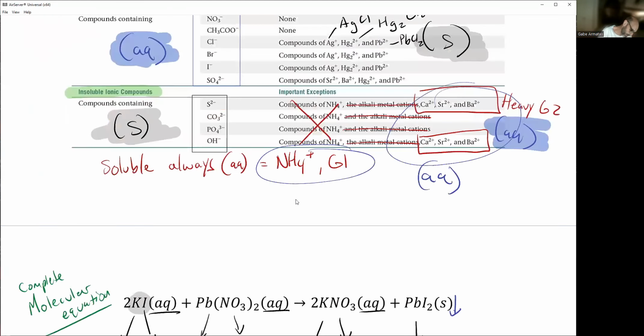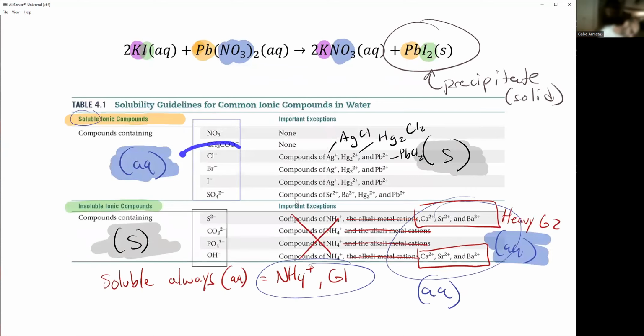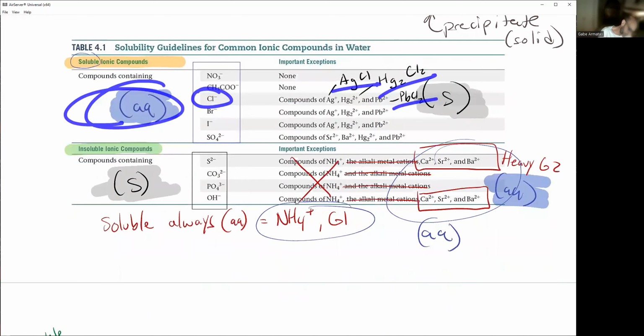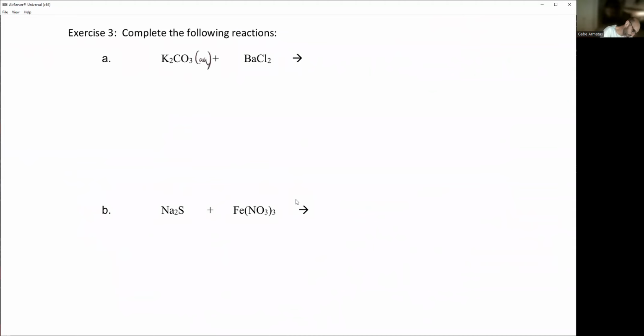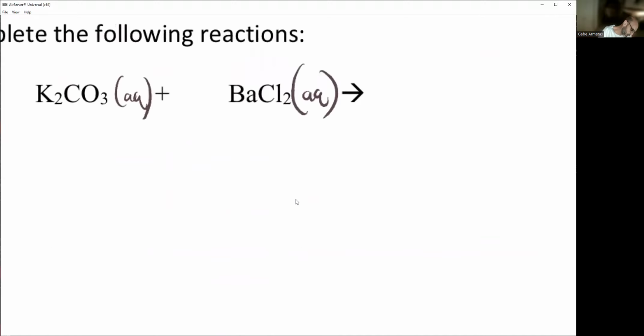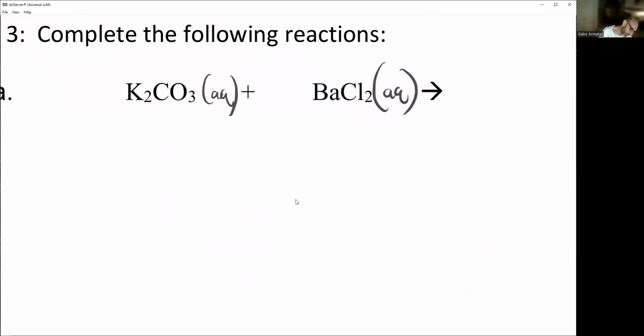Let's go back to chlorides. What I know about chlorides is they should be soluble. All the chlorides should be aqueous, except for silver, mercury, and lead. Silver, mercury, and lead should be solid. Otherwise, it's aqueous. I have barium chloride, so we would expect this to be aqueous as well. Okay, so this is how we start our molecular equation.